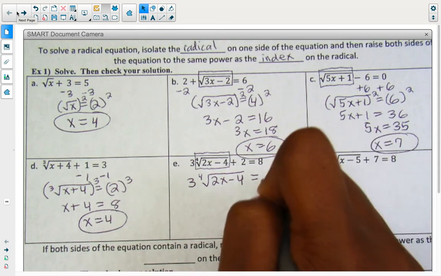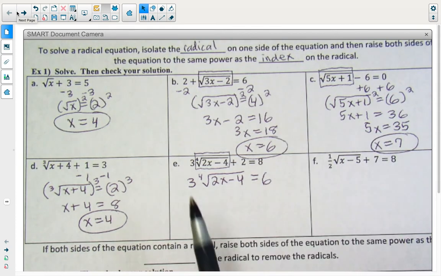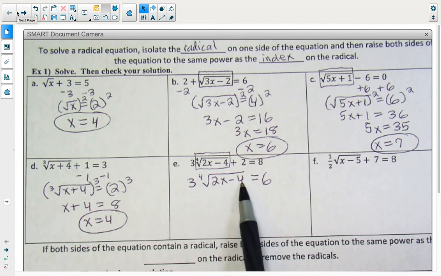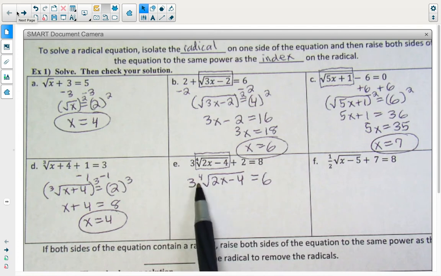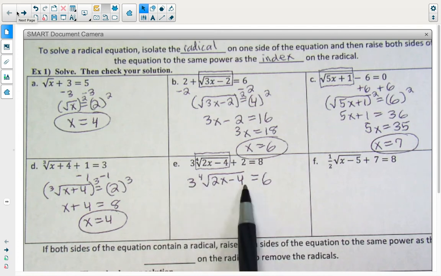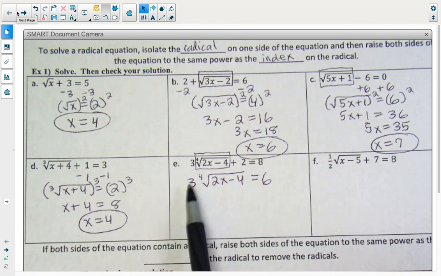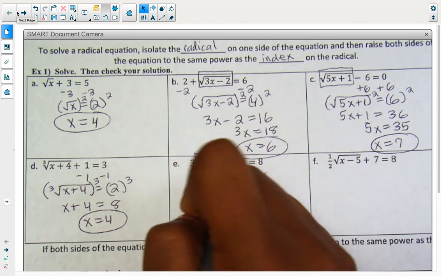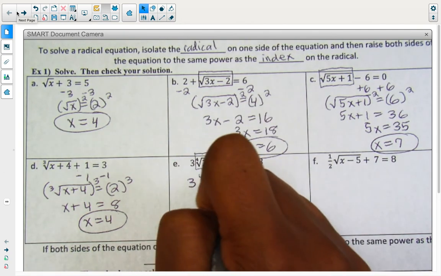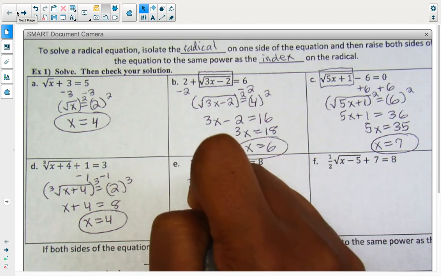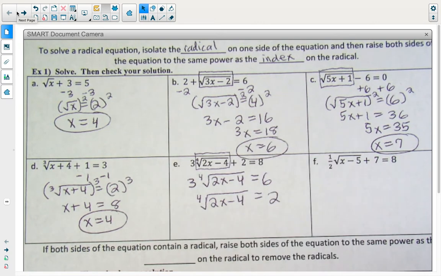8 minus 2 is going to give me 6. This is 3 times all of this. So this is 3 times the 4th root of 2x minus 4. So we need to divide both sides by 3. So this is going to give me the 4th root of 2x minus 4. And 6 divided by 3 is 2.